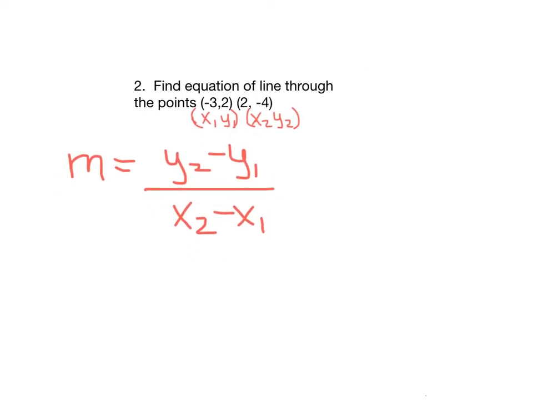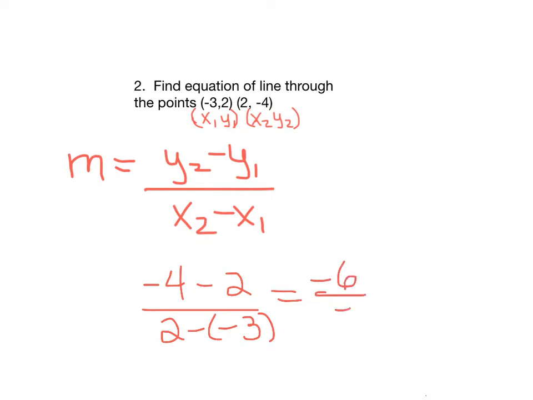So I'm going to plug it in, and I get -4 minus 2 over 2 minus -3. The numerator gives me -6, and the denominator gives me +5. This is the slope I'm going to use in my point slope formula. So again, I'm going to use one of the ordered pairs. It doesn't matter which. So I'll go ahead and use this one because this is what I called x1, y1. And then again, we're going to use the slope that we just calculated.